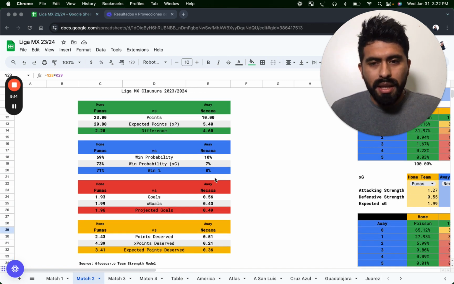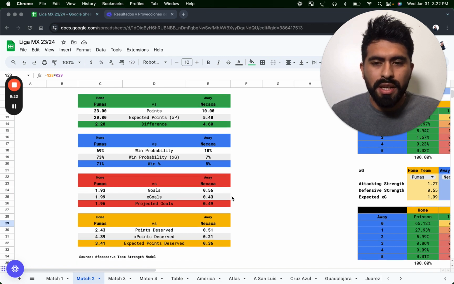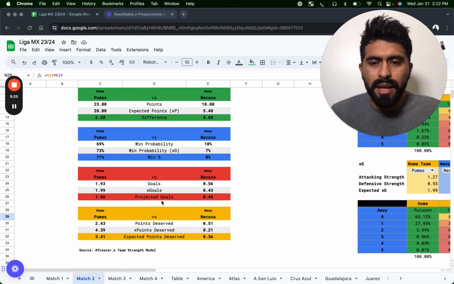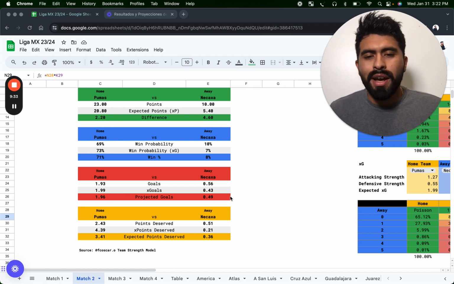Win probability between these two teams, we see that 71% is in favor of the home team for Pumas. Meanwhile, 8% for Necaxa to win this match. Projected goals for today, we see that Pumas has 1.96 projected goals versus Necaxa's 0.49 projected goals in this match.